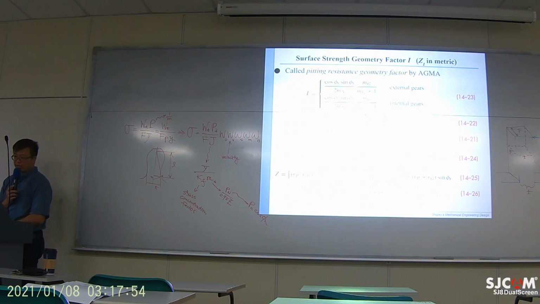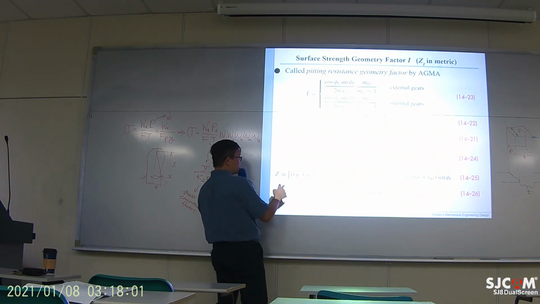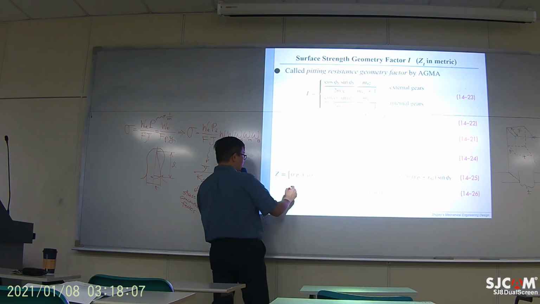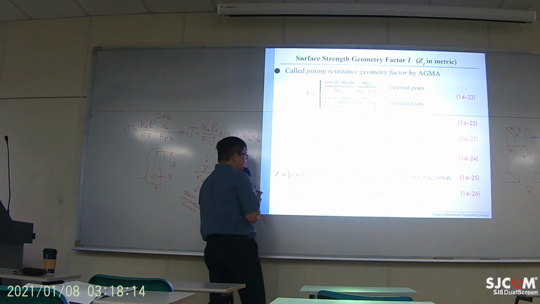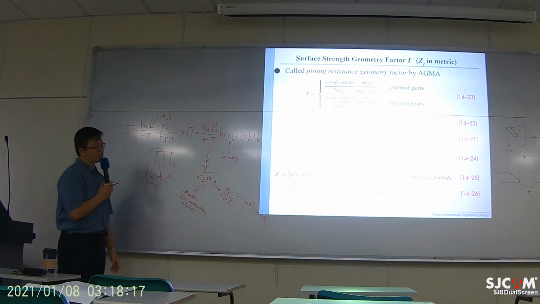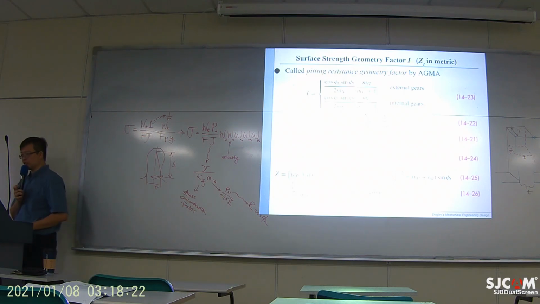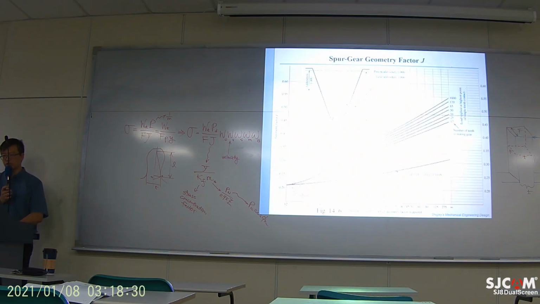R should be... so right here. Whenever you see the subscript of P and subscript of G, they mean gear and pinion. So basically, the smaller gear and the larger gear. Okay. So R should be the radius, just to make sure.